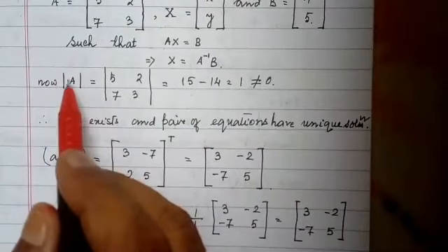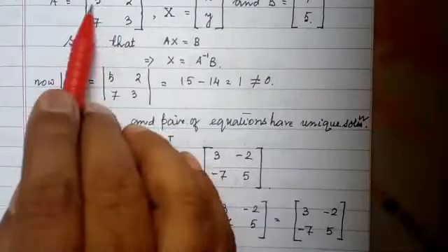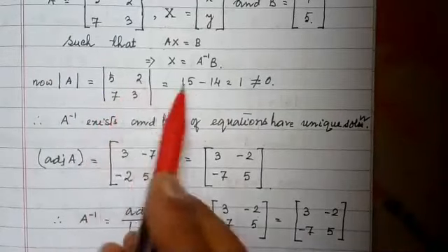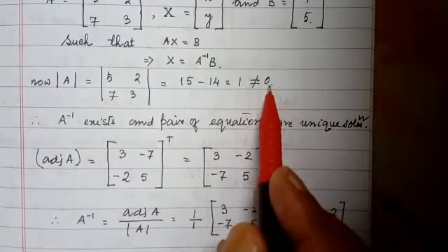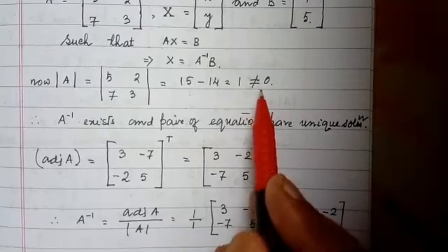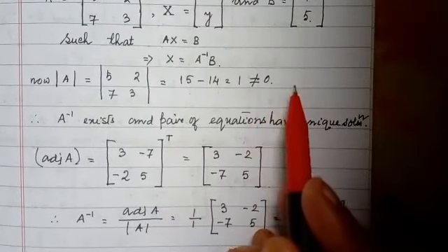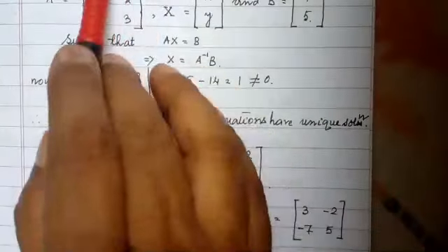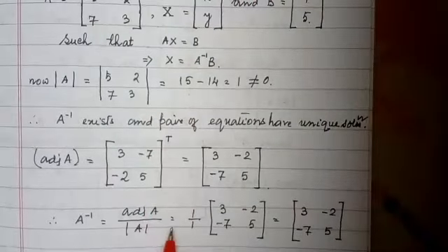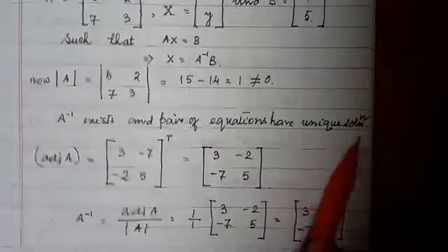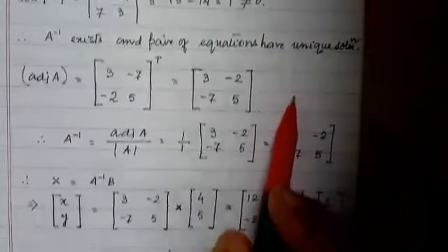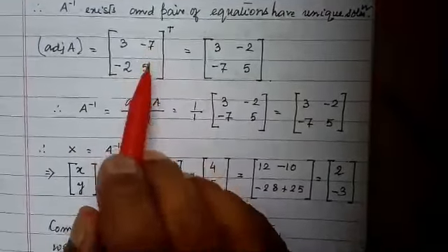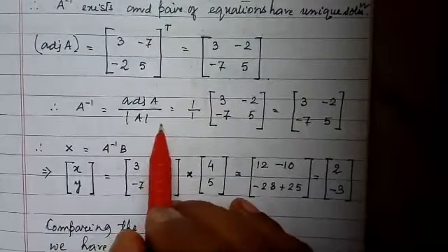Now determinant A is equal to determinant 5, 2, 7, 3. That is 5 into 3, 15, minus 7 into 2, 14. That is 1, not equal to 0. So this is a non-singular matrix. Therefore A inverse exists and this pair of equations has a unique solution. Now we are going to find A inverse, which is equal to adjoint A by determinant A.